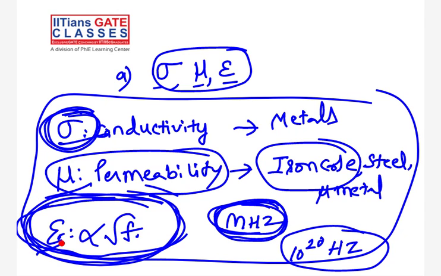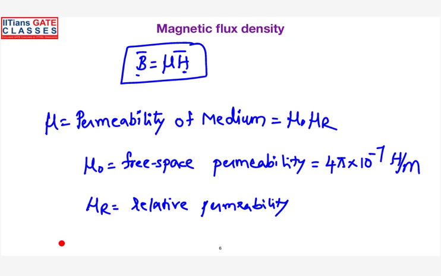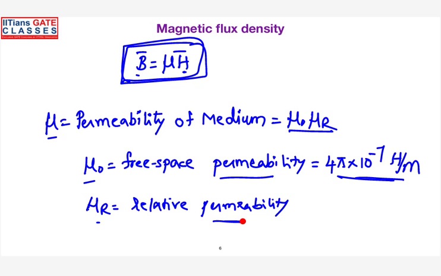Good. So we'll go back to our presentation. We have deviated completely. We're on this slide. The magnetic flux density is B equal to mu into H, and mu is mu naught times mu r, where mu naught is the free space permeability, whose value is given here, and mu r is the relative permeability.